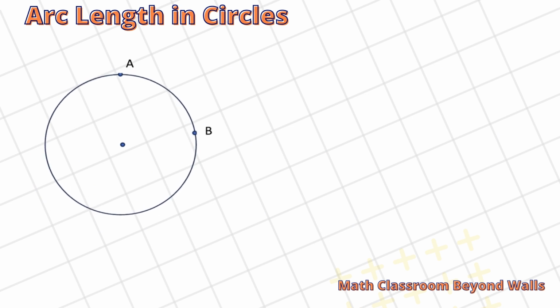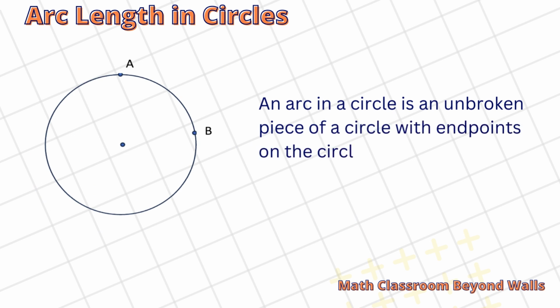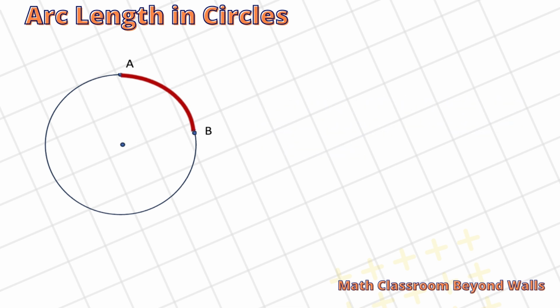Let us start by describing an arc in a circle. An arc in a circle is an unbroken piece of a circle with endpoints on the circle. The part of the circle from A to B is called arc AB with this symbol. The arc subtends an angle to the center of the circle, which is the central angle. We will use the symbol theta for the central angle.